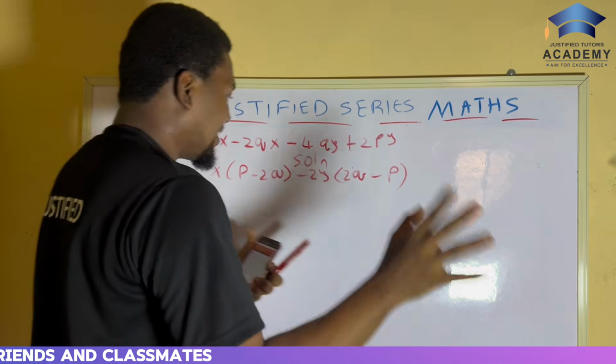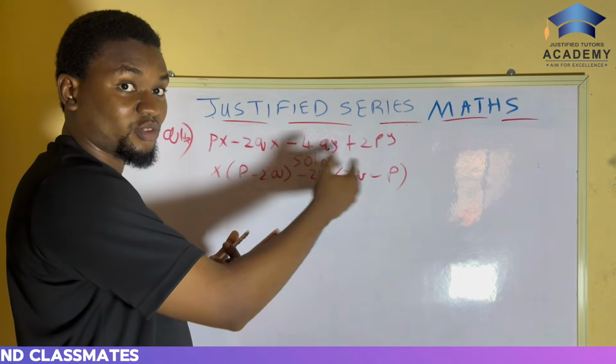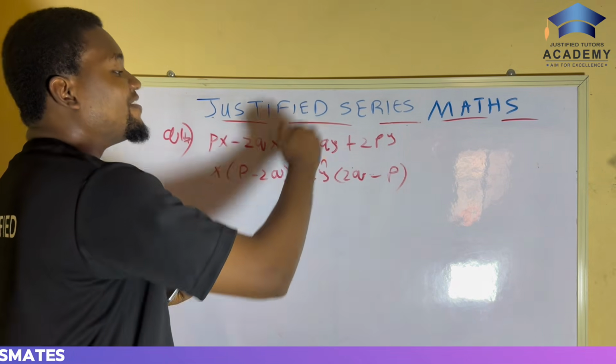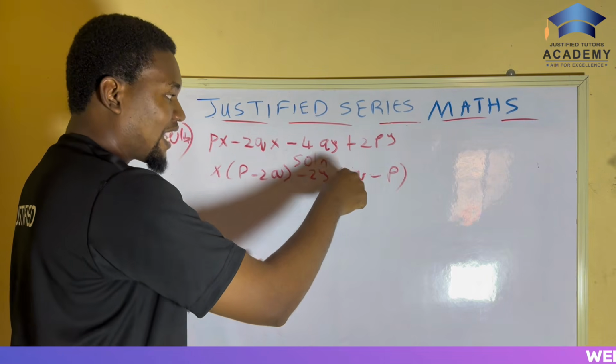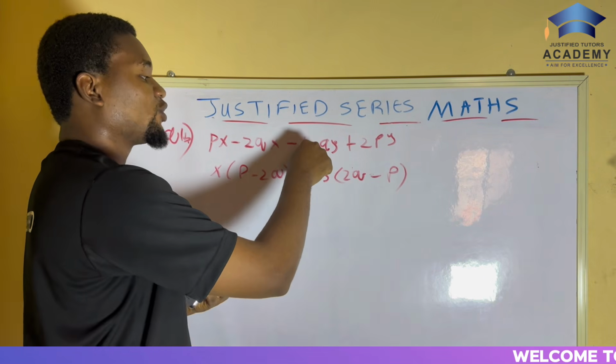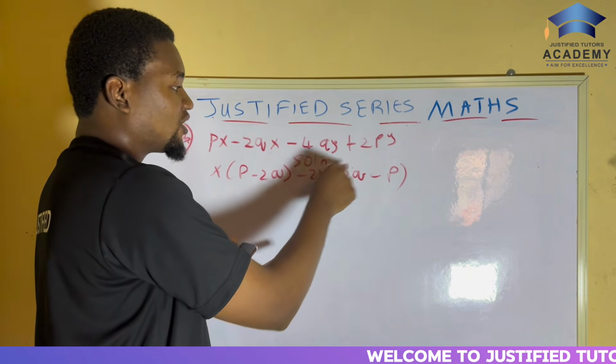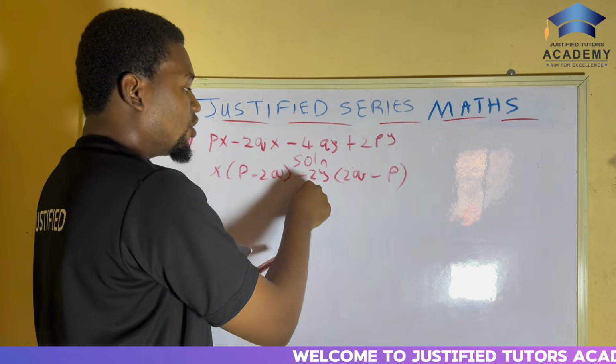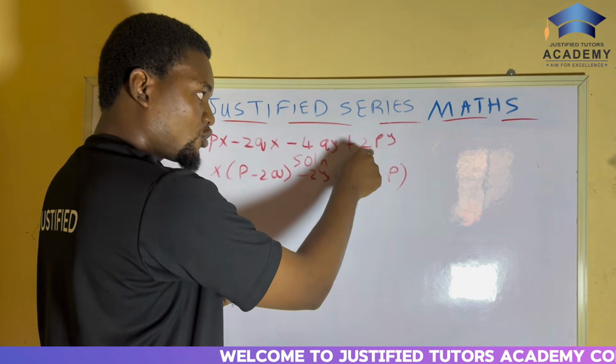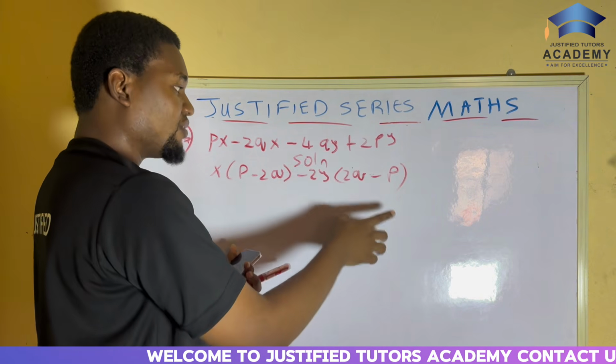Because of this one originally, we are factorizing, but if you are to reverse it, minus 2y times 2q will give us minus 4q. That's why we have plus 2q here. And then minus 2y times p here will give us plus 2y. You see it now?